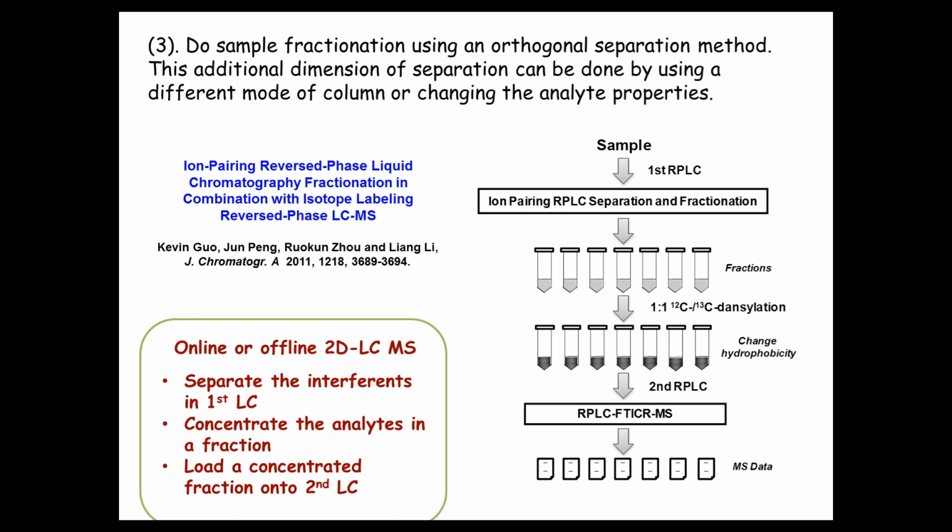The additional dimensional separation can separate the interference from the metabolites and simplify the metabolite mixture, thereby reducing ion suppression. It can also concentrate the analytes in a fraction, then load a concentrated fraction onto a second LC to increase the analyzed signals in MS detection.